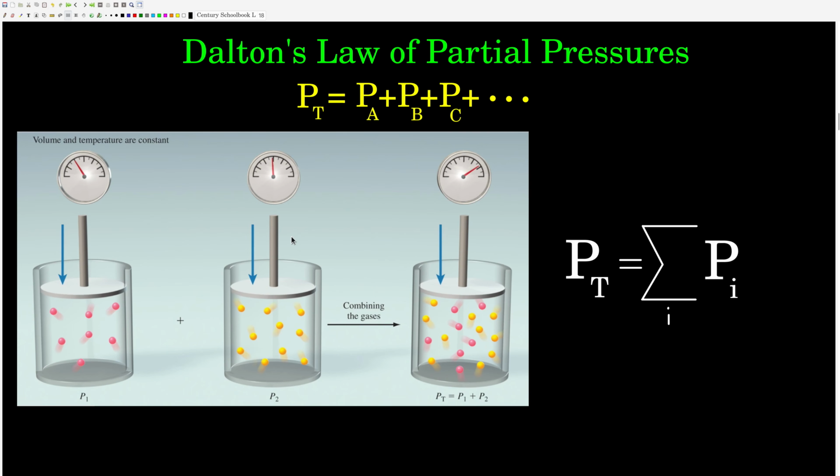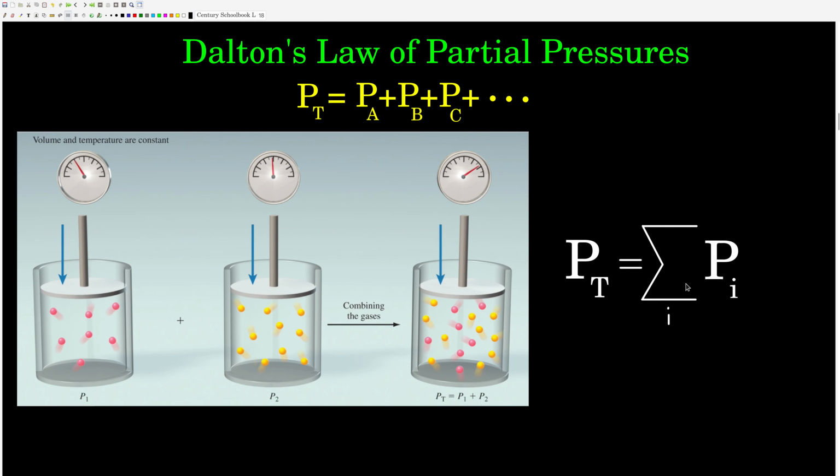Another picture of this, remember volume and temperature are constant. We have gas A, or gas 1, its pressure here is this. Gas 2, its pressure here is this. So, whatever these units are, 3 and a little less than, or 2 and a little less than 3. When we mix them together, same volume and same temperature, the total pressure would be a little under 5. 2 plus a little under 3 is a little under 5.